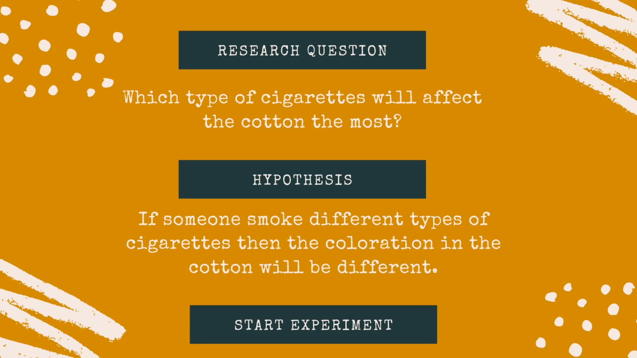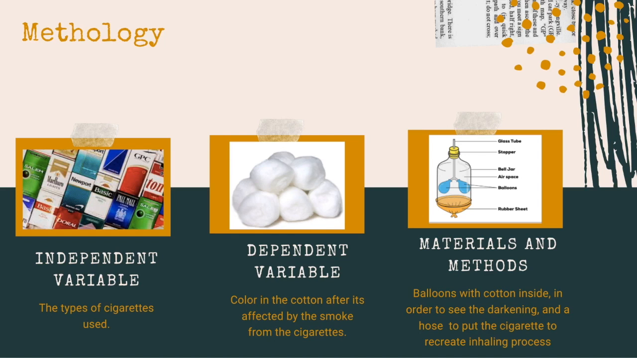So we ended up asking ourselves the following question, our research question. Which type of cigarettes will affect the cotton the most? And we created the following hypothesis. If someone smokes different types of cigarettes, then the coloration in the cotton will be different, meaning by someone the machine that we created. So let's move on to methodology.